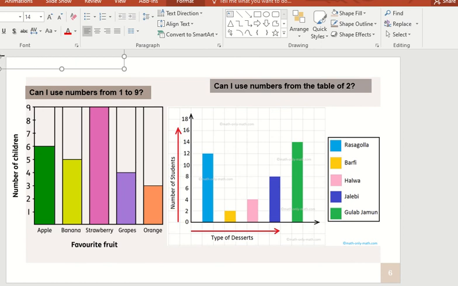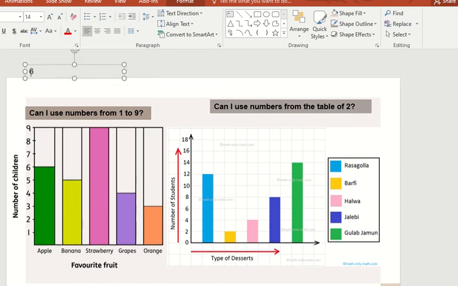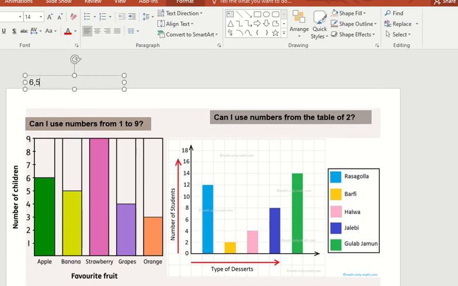So here 6 and then 5. Then strawberry is 9. Then grapes are 4. Then oranges are 3. Now you see my data: 3, 4, 5, 6, and 9. So for this data, the best scale which I can choose is from 1 to 9.